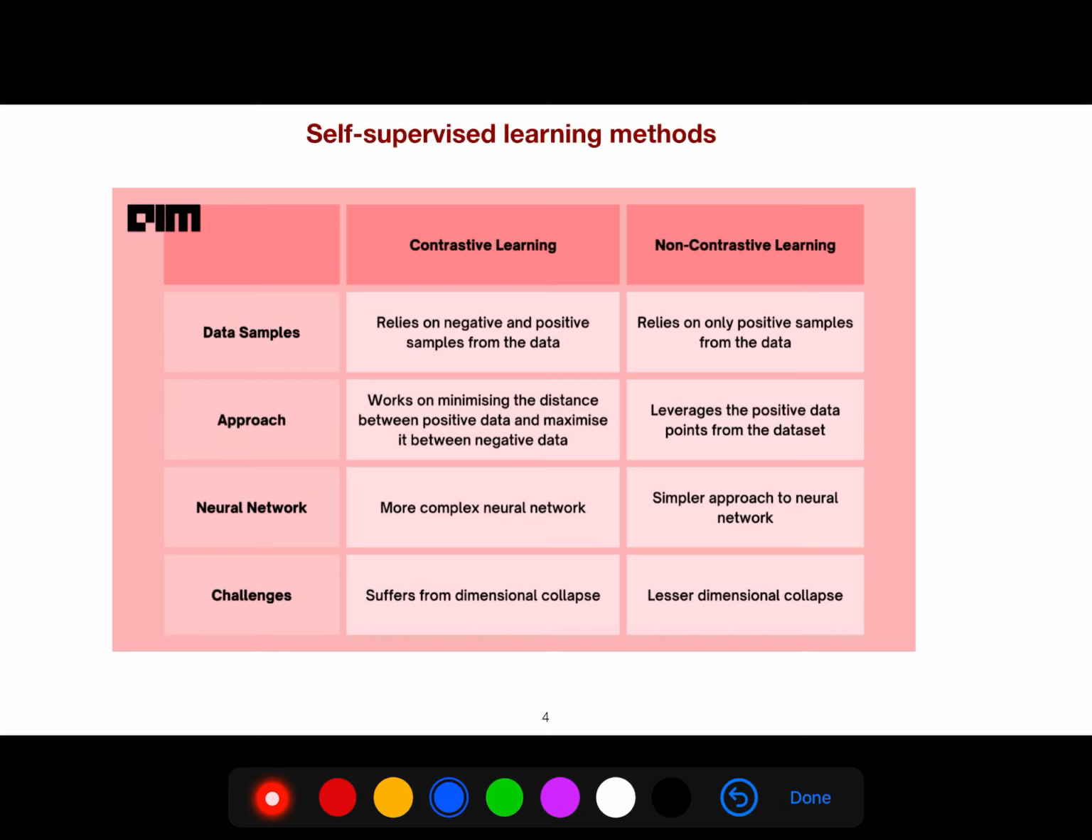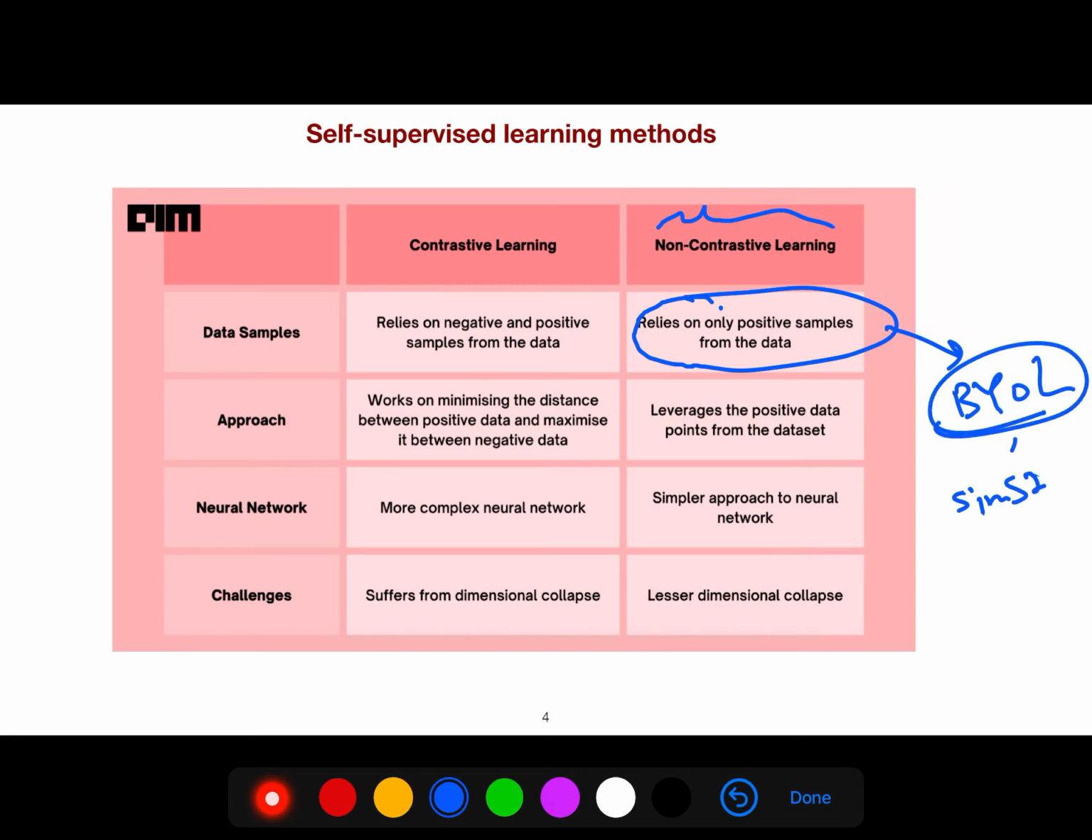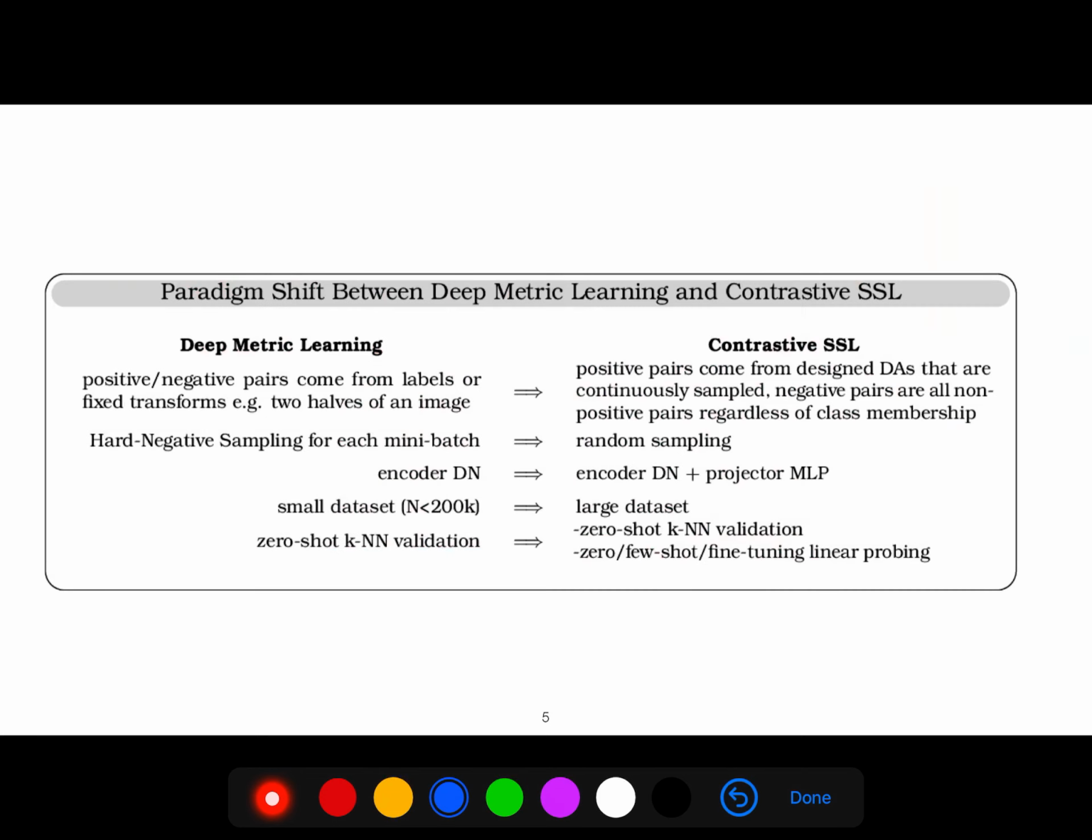But self-supervised learning methods, some of them are contrastive learning. But there are some non-contrastive approaches, which I will also explain in this playlist, that rely only on positive samples from the data, such as the approach of BYOL or SimSiam, which, for example, this one is very popular in Google and Microsoft. And so there's a paradigm shift between deep learning and contrastive. So we have a small data set, but in contrastive self-supervised learning, we have a large data set.